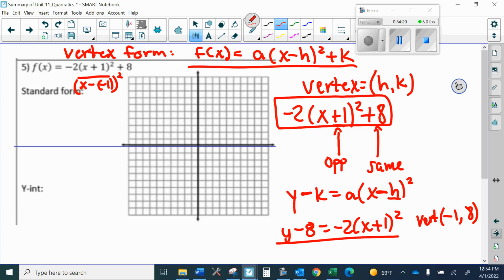So we plot that, -1, 8 right there, because there's a total of 10. -1, 8. Okay. What about standard form? Okay, standard form now.